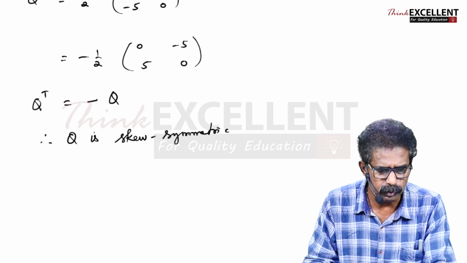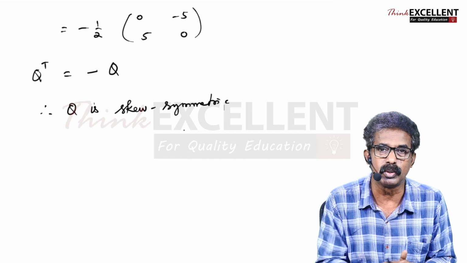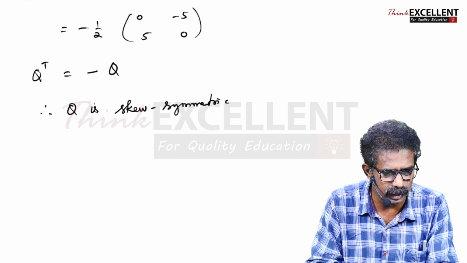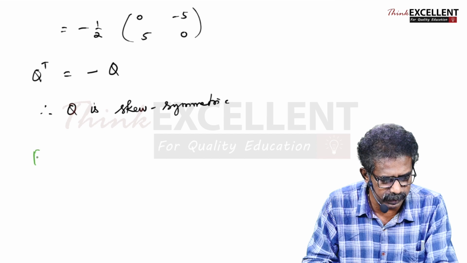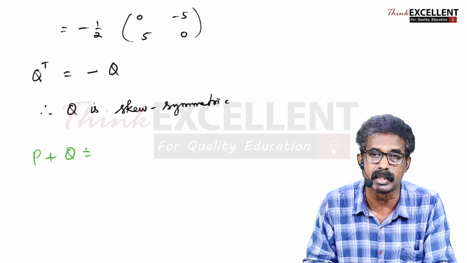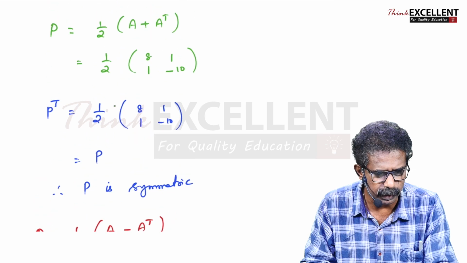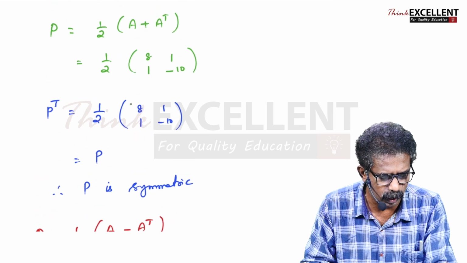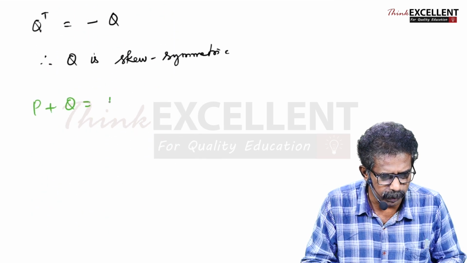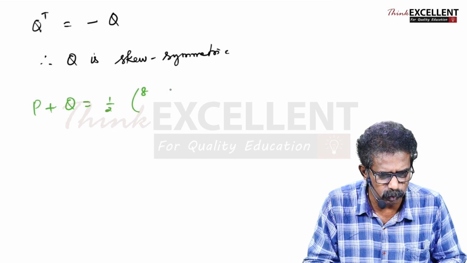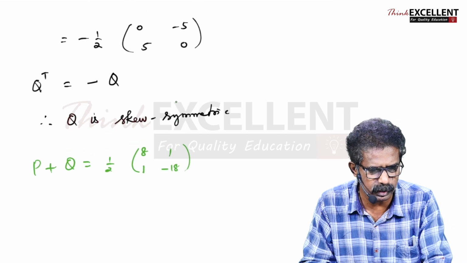And one more thing you prove, if you add P and Q, you have to get what? A, right? So let us do that also. So P plus Q is equal to, let us see, you are getting A. What is P here? P is 1 by 2, 8, 1, 1 minus 10, right? 1 by 2 into 8, 1, 1 minus 10. This is P. And what is Q?